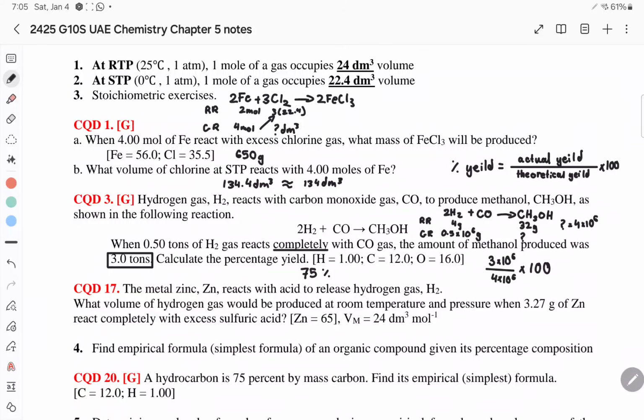All you have to do is memorize this equation. Your actual yield is usually given. You need to calculate your percentage yield with the limiting reagent, unless they give you the limiting reagent. If they don't, you have to find the limiting reagent by doing what we learned last year.